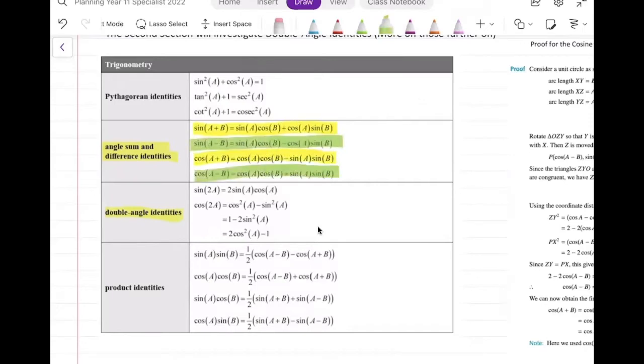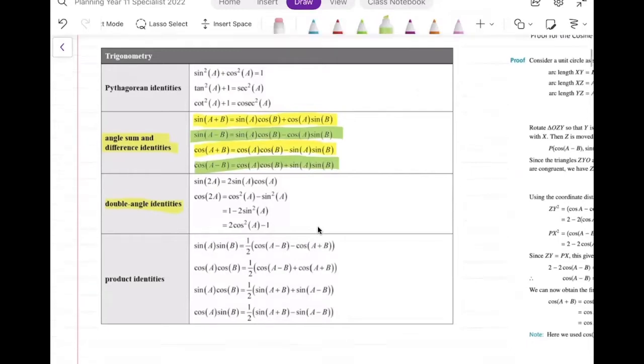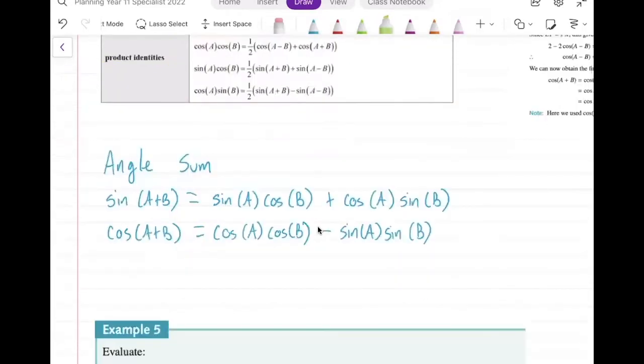I kind of like to think of it as linked. So I have my angle sum for sine and cos, my angle difference for sine and cos. The formula sheet does just put the sines and the cosines together. But if you do some different colors, you can kind of see I have my pairs. So the first pair we're going to look at is our angle sum identities.